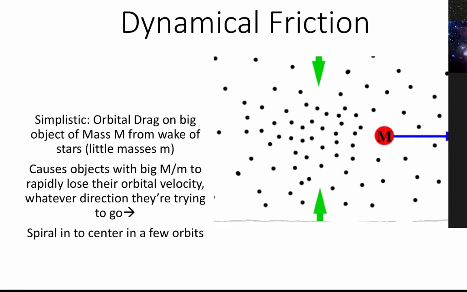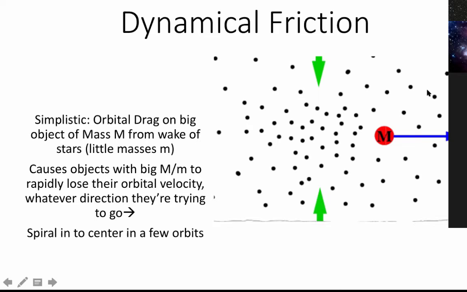I might be thinking of a massive galaxy in a cluster. The low mass objects are other galaxies. There's going to be dynamical friction. It operates to slow down the motion of the large mass object. If the big mass object has any motion at all with respect to the stars, then it's going to systematically alter the orbits of the stars as it drifts through.